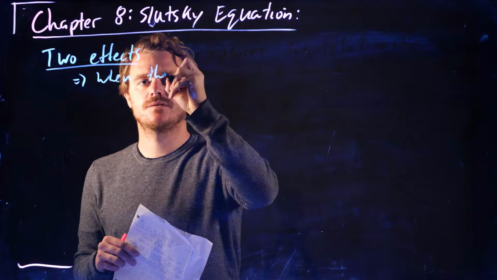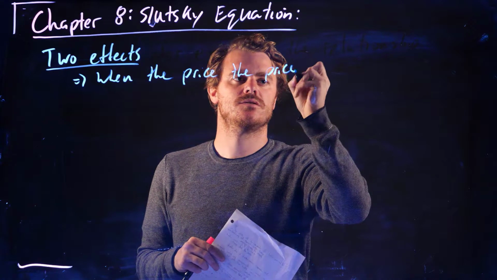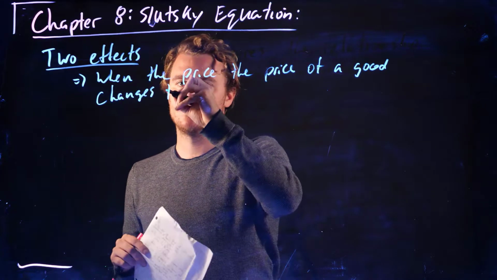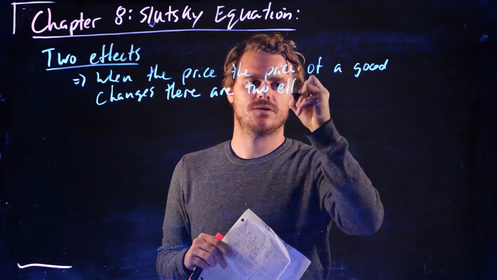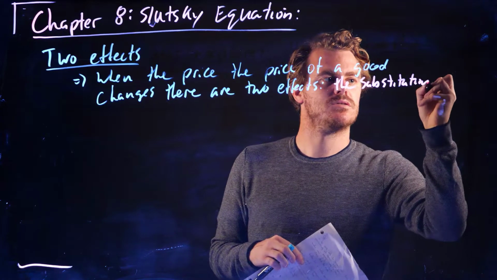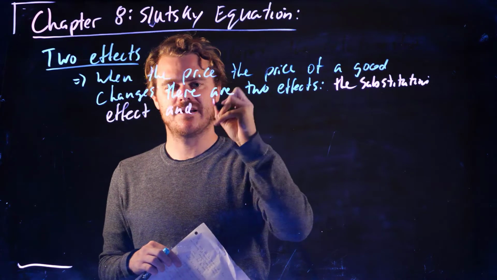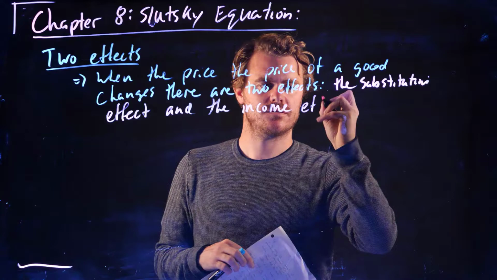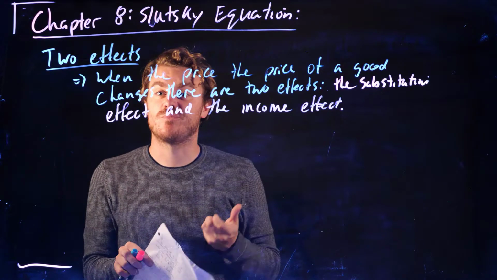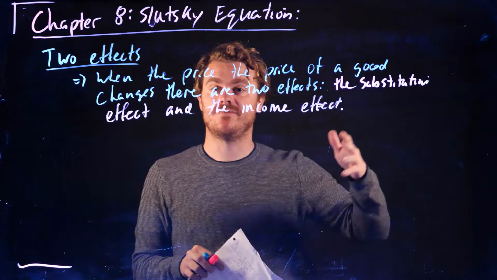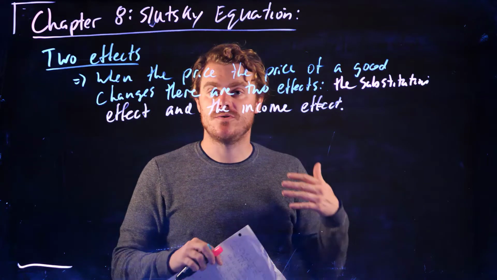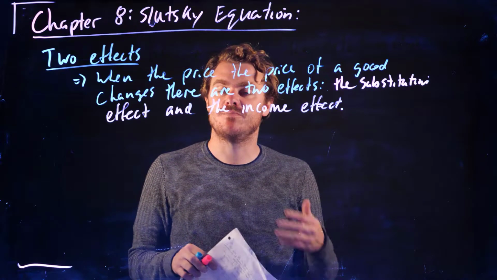So when the price of a good changes, there are two effects: the substitution effect and the income effect. The substitution effect is basically the change in consumption because the relative prices of the goods have changed. If the price of good 1 increased, then it's relatively more expensive than it used to be compared to good 2.